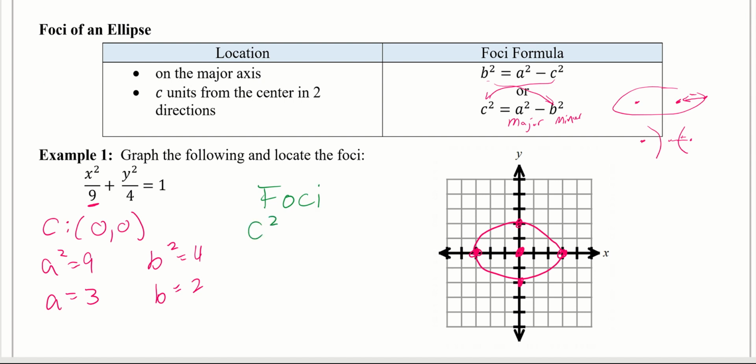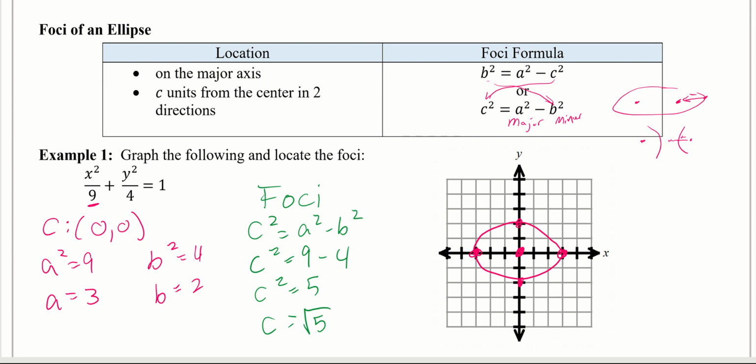right? So c squared is going to be a squared minus b squared, which in this case, we want the squared value now, so 9 minus 4. So c squared is equal to 5. So c is equal to the square root of 5. Okay, and so this is going in both directions.